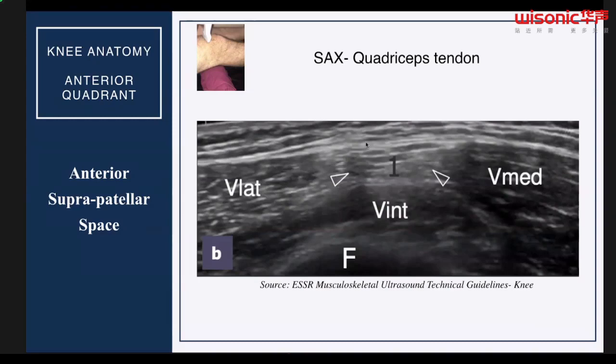The benefit of this view is you can see all of the tendons of the quadriceps muscles, where they're coming together to join onto the patella. This image is from the ESSR as well, and this area right here is your rectus femoris. This is the most anterior that you see, and it's right underneath where your probe is. Then you have your vastus medialis, your vastus lateralis, and your vastus intermedius as well, right there.